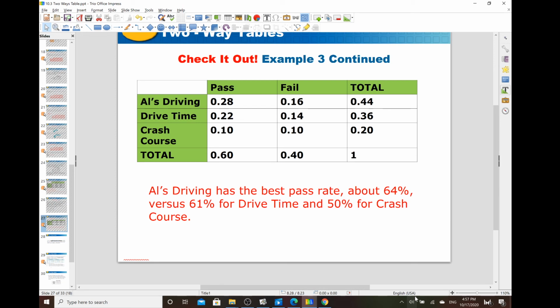No, this one, the way you divide it, it's by each school, okay? The pass rate versus the failing rate. So it's 0.28 divided by 0.44. Then you'll get 64%. And then 0.22 divided by 0.36, you'll get 61%. And then 0.1 divided by 0.2, you'll get 50%. So this one is just the row divided by the total in the row. So you get the percentage. So you've got to be very careful with the conditional probability and find out which total you have to use to divide it by to get the probability.